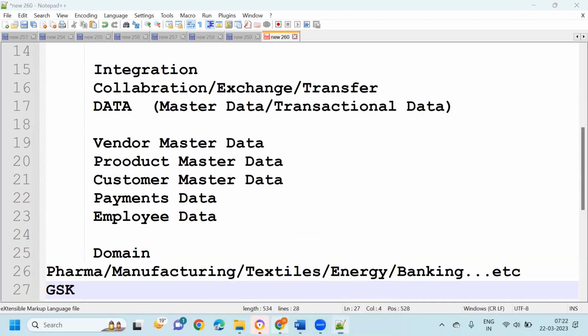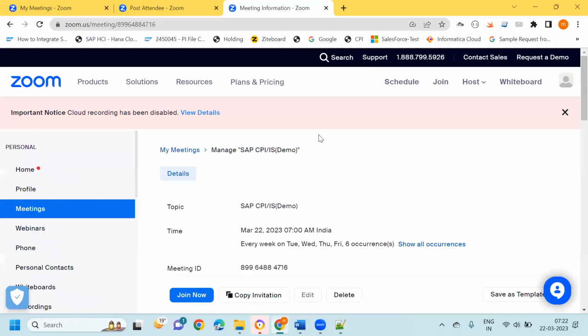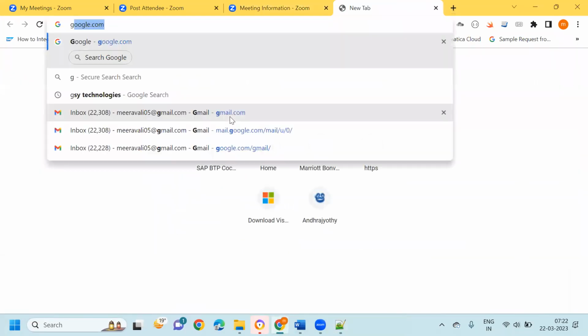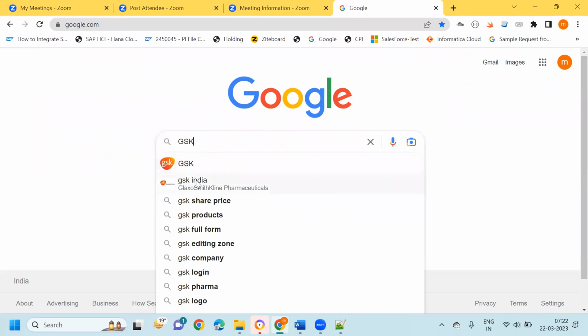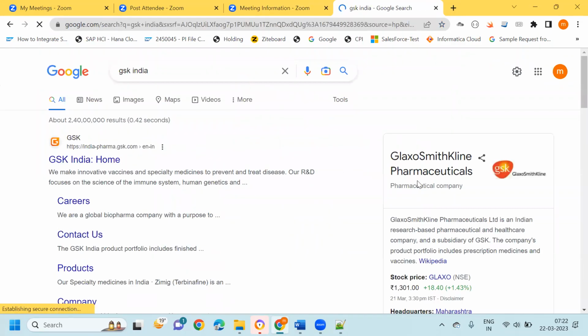How are we going to tell it? If you go to Google, let's type GSK here. See here, this is GSK. If you observe, this is the organization name. It is related to the pharma domain, a pharmaceutical company. This GSK Pharmaceuticals Limited is an Indian research based pharmaceutical and healthcare company. It is a pharma domain indirectly. Correct.